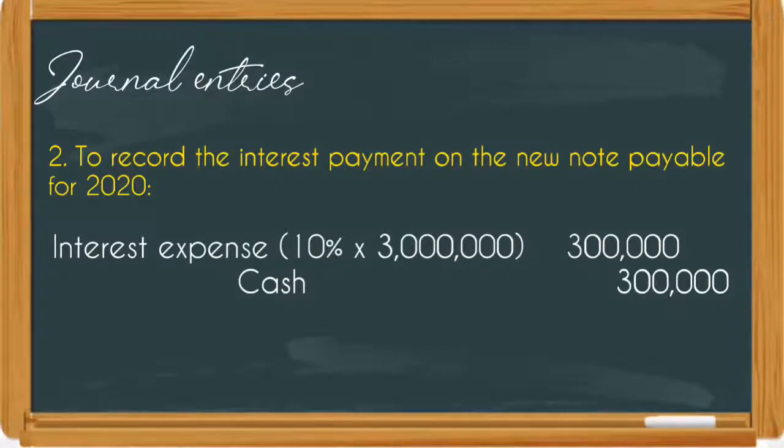Next is to record the interest payment on the new note payable for 2020. So, we have interest expense, debit, 300,000 and credit cash, 300,000. It was obtained using the face amount of the new liability times the new rate of 10%.